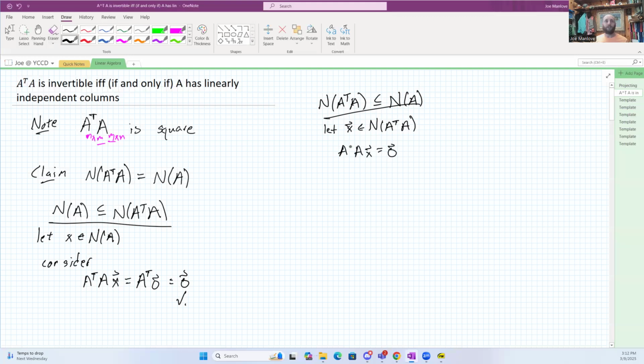Probably fix my transpose so it looks half decent. Okay, good on that.